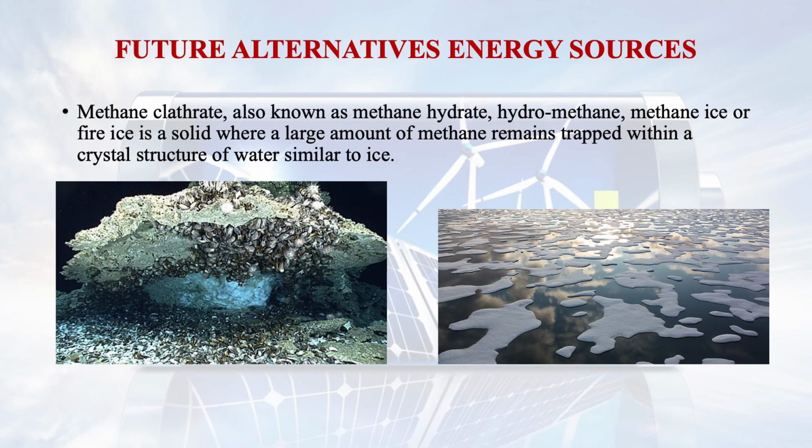Methane clathrates are found in the ocean, especially on the ocean bed, and they are a source of methane. This methane clathrate is continuously forming. Methane clathrate, also known as methane hydrate, hydromethane, methane ice, or fire ice, is a solid where a large amount of methane is trapped within a crystal structure of water, similar to ice. One liter of methane clathrate solid can release 168 liters of methane gas on average.